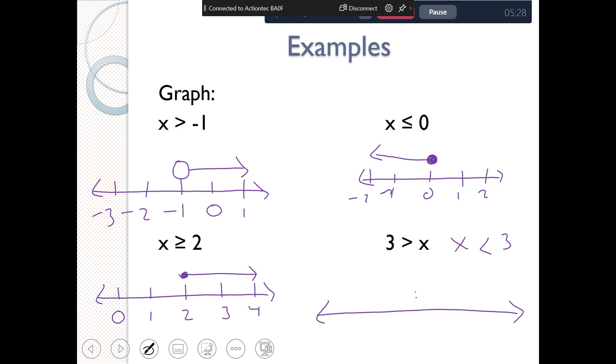So then I'm going to put 3 in the middle. Then I have 4, 5, 2, 1. Is this open or closed? Open. And it is less than, so we need to draw it to the left.